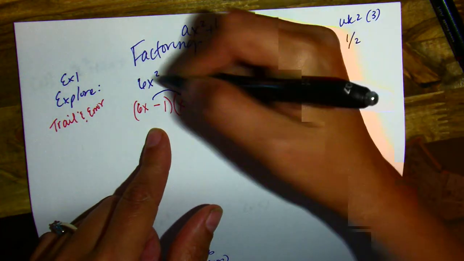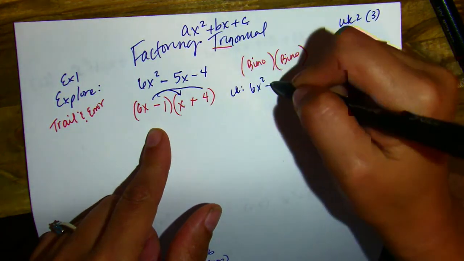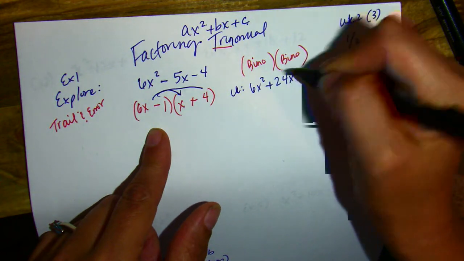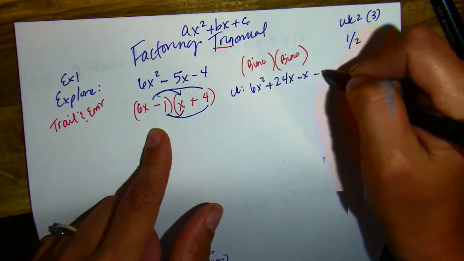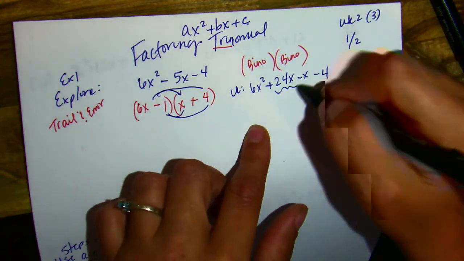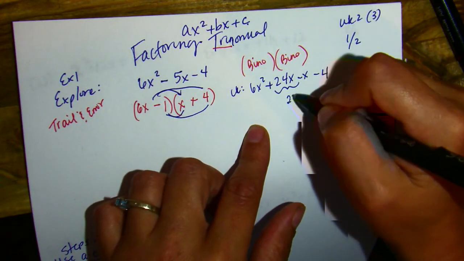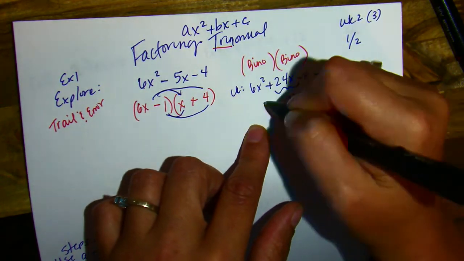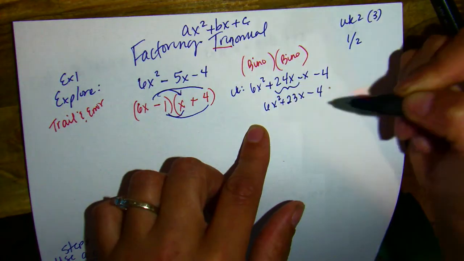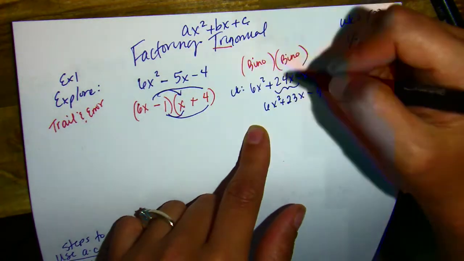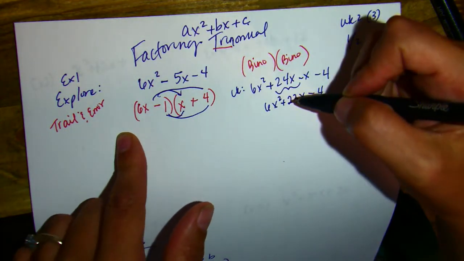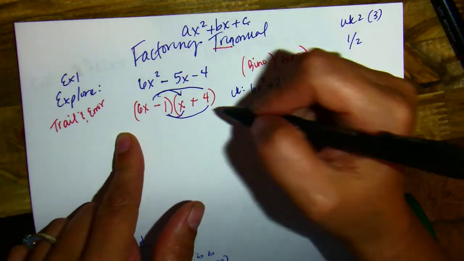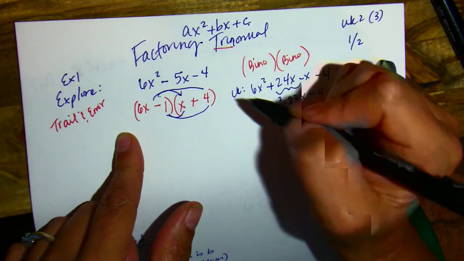You would say, okay, that's 6x squared. I feel like I'm going in the right direction. But that is 24x minus 1x minus 4. And when I combine these, I get 23x. So we can quickly see that that middle term doesn't match. So what does that mean? Well, that means that this is not the right answer. I often joke and say it's the Maury Povich show, that these are not the parents of that baby trinomial.